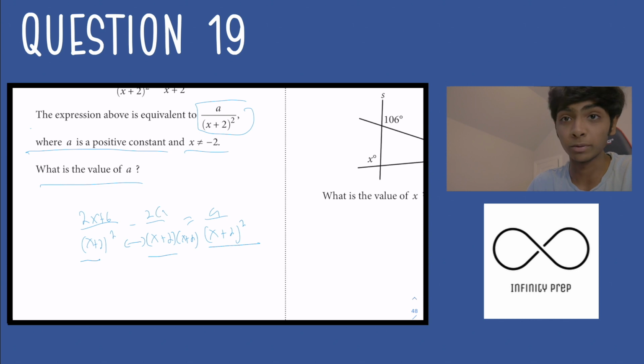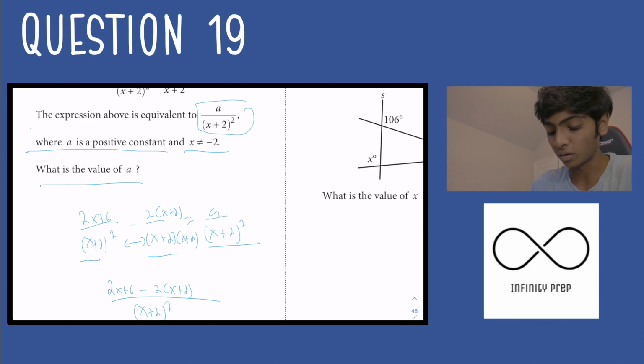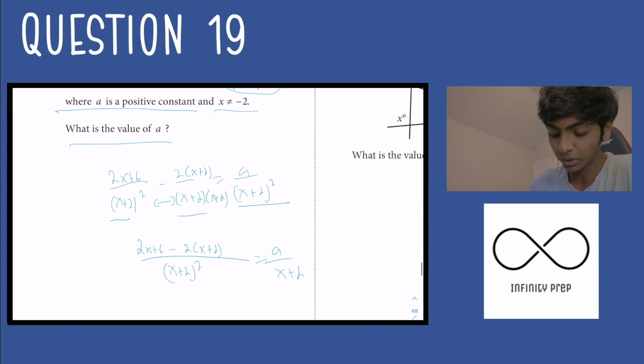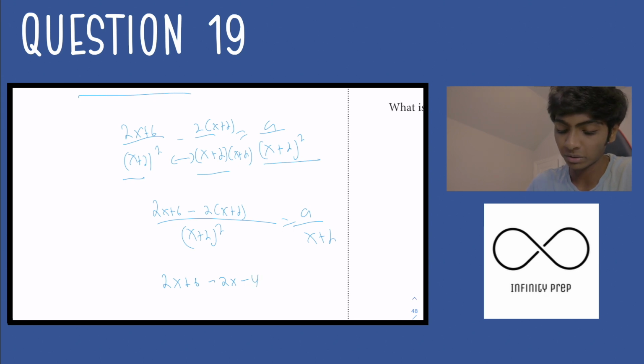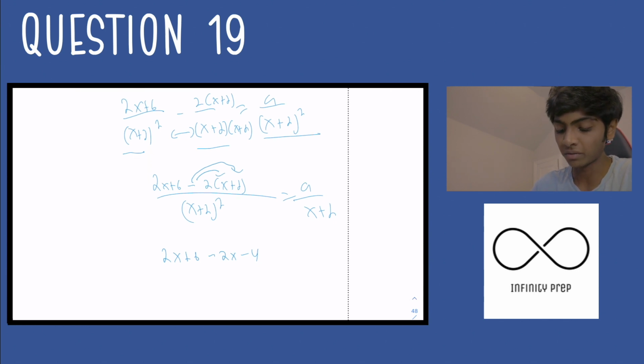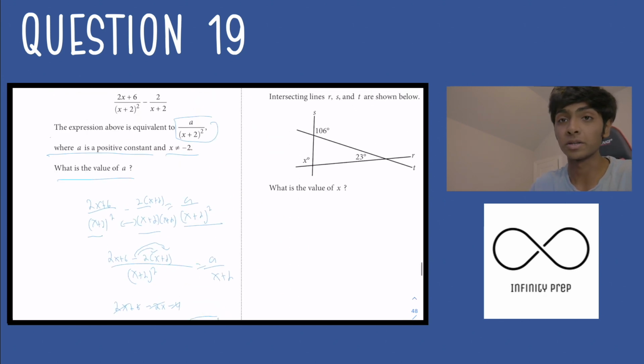So we multiply here by x plus 2 again, and we get 2x plus 6 minus (2x plus 2) over (x plus 2) squared is equal to a over x plus 2. Now all we do is simplify 2x plus 6 minus 2x minus 2, or minus 4. I'm just distributing out the negative 2 here and here. If we simplify, the negative 2x and 2x cancel out, and 6 minus 4 is going to be 2, so we get 2 over (x plus 2) squared. So a is equal to 2. And that is the answer for number 19.